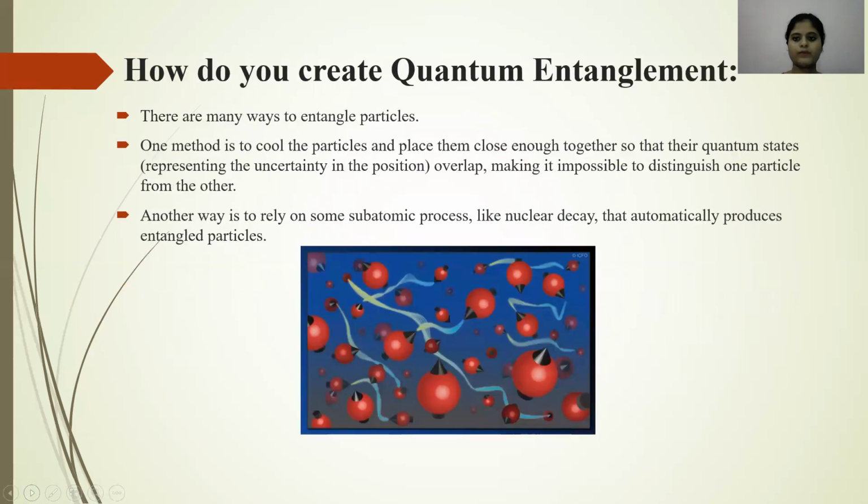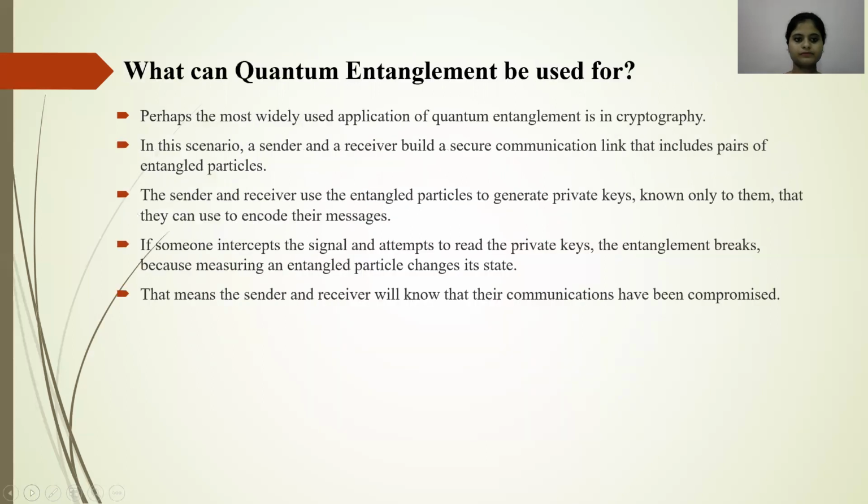How to create a quantum entanglement? There are many ways to create entangled particles. One method is to cool the particles and place them close enough to each other so their quantum states overlap, making it impossible to distinguish one particle from the other. Another way is to rely on some subatomic process, like nuclear decay, that automatically produces entangled particles.